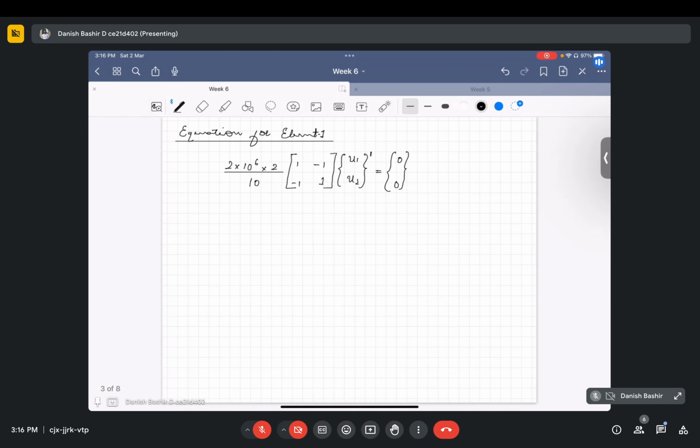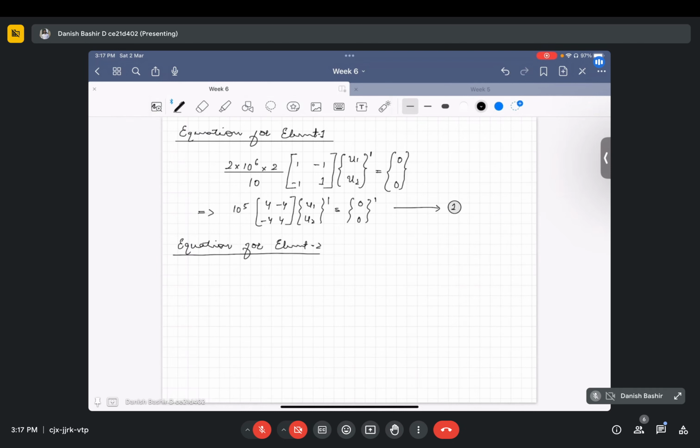When I simplify it again, it will come out to be 10 to the power 5 times the matrix 4 minus 4, minus 4 4, times U1, U2 of element 1, equal to 0, 0 of element 1. Let's name this equation first. Similarly, the equation for element second.